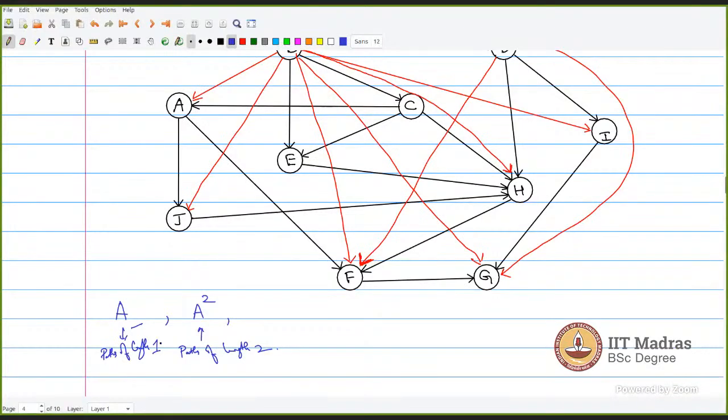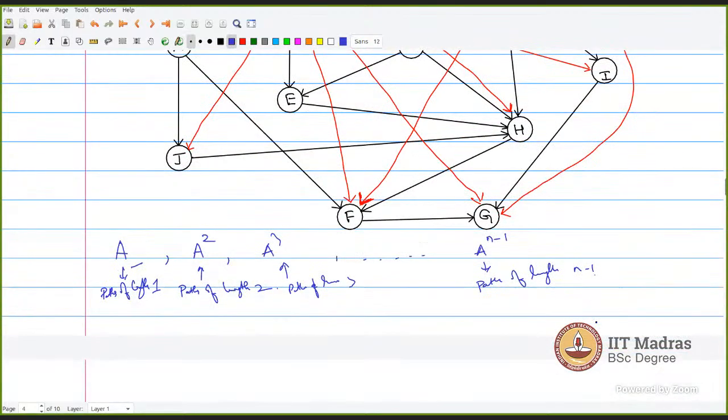Now you have to compute A squared. I will tell you how to compute A squared from A. A squared will give you the paths of length 2. Similarly, A cubed will give you paths of length 3. Likewise, you compute A to the power n minus 1. So these are paths of length n minus 1.